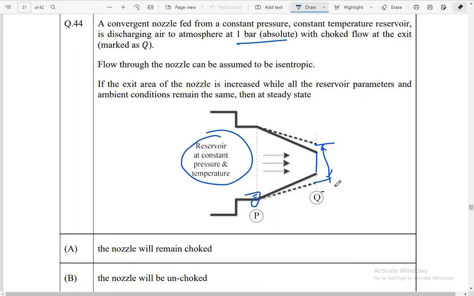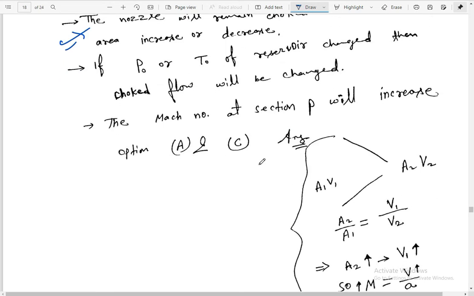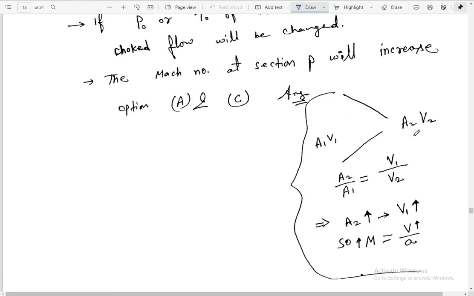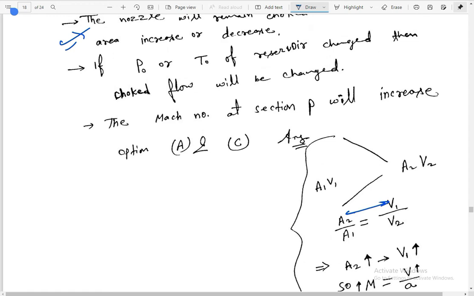Area will increase, Mach number will increase; area will decrease, Mach number will decrease, because we have A1 V1 equal to A2 V2 from the continuity equation. If the area increases, you can see here, A2 exit area increases, then V1 will increase. It means if V1 increases, the Mach number will also increase. So A and C are the right options.